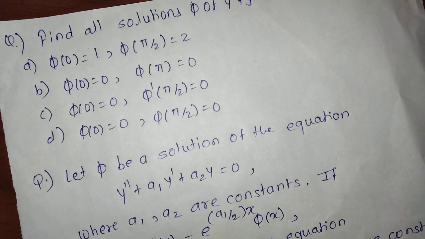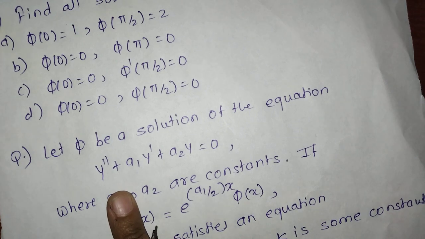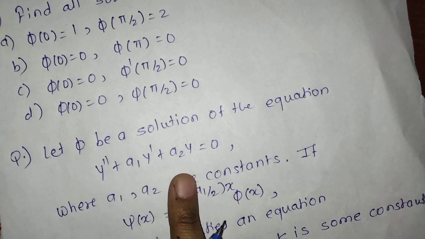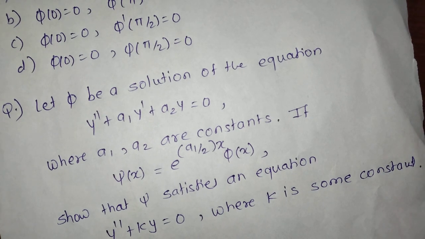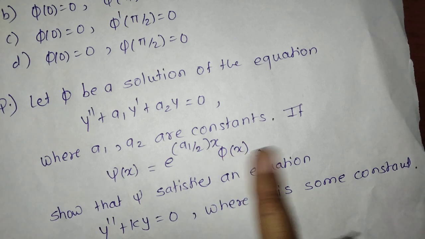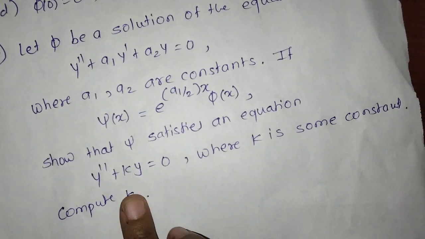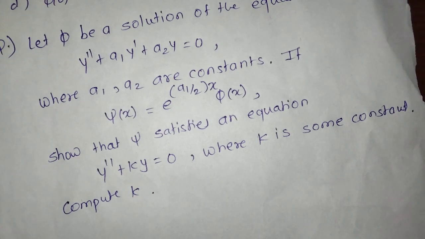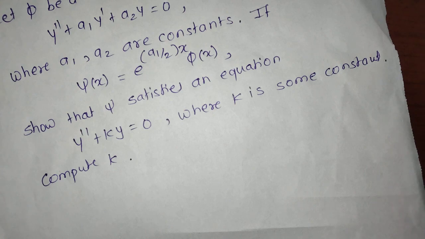Now next question. Let phi be a solution of the equation y double dash plus a1 y dash plus a2 y equal to 0, where a1, a2 are constants. If psi of x is equal to e raised to a1 upon 2 x phi of x, show that psi satisfies an equation y double dash plus ky equal to 0, where k is some constant. Compute k.